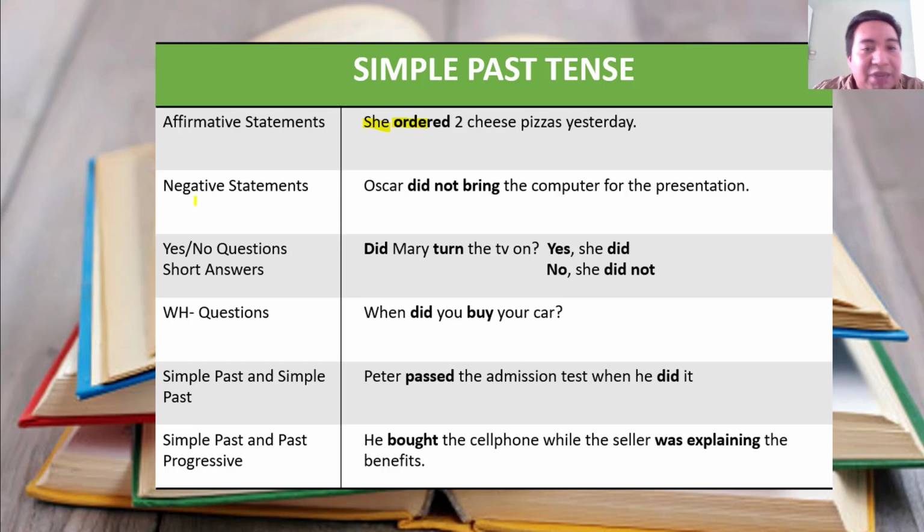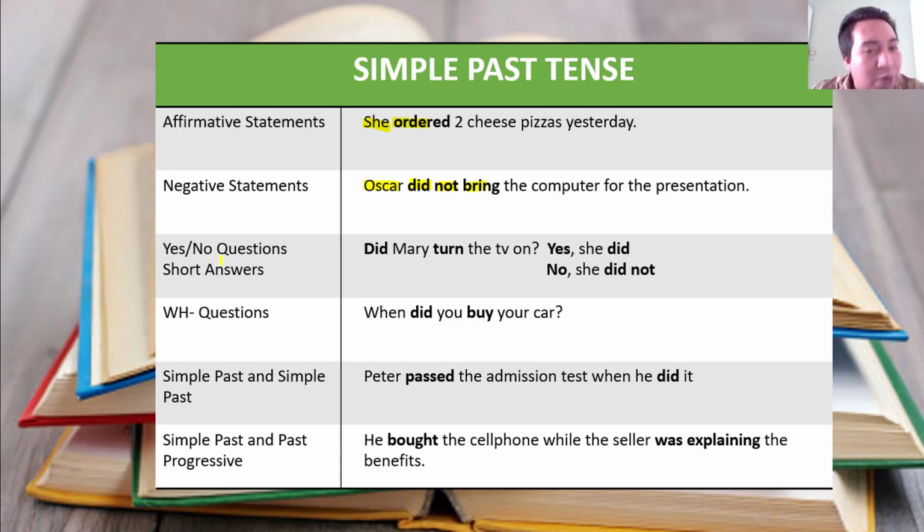Now we have the negative statement. Oscar did not bring the computer for the presentation. Here we have Oscar as subject. For us to create a negative statement, we definitely need to use the auxiliary did plus not, so did not, and it is necessary always to use the verb in base form. In this case, bring is not going to be brought, it's going to be bring. So Oscar didn't bring what? The computer for the presentation.